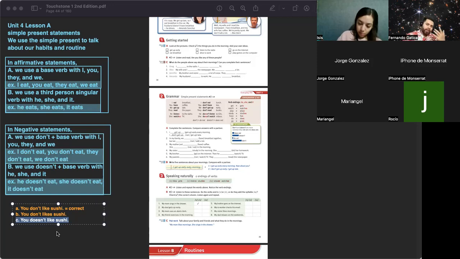Ajá. And Jonathan, why is B not correct? Because the verb isn't in the base form. Yes. Very good. Intelligent.